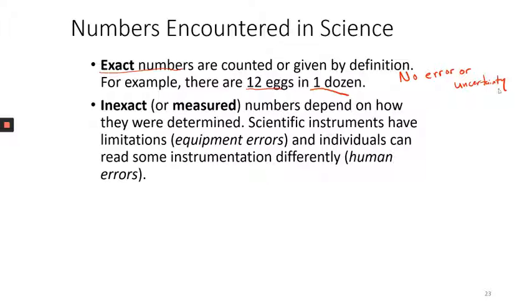Inexact numbers are ones that you measure. Whenever you measure a number, there is some uncertainty to your measurement, and it depends on how you measured it or determined the number. If you're using some piece of equipment, that equipment has limitations, and the limitations will result in equipment error. Then depending on how you measure, the way you look at it, the way you read the scale, that will have some of what we term human error.